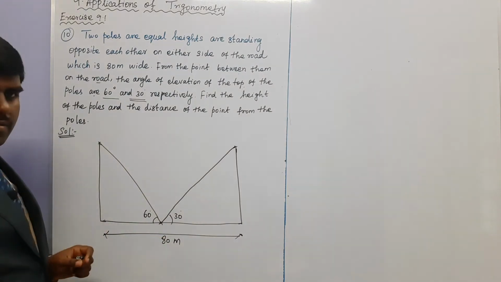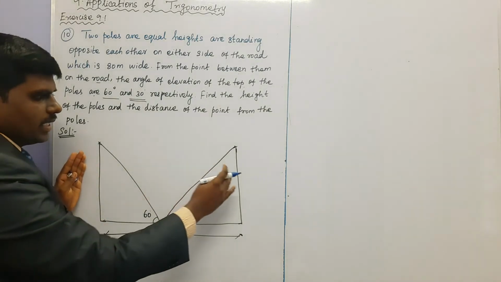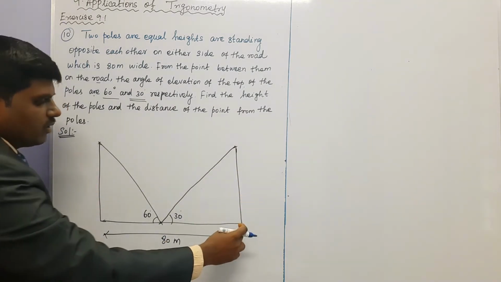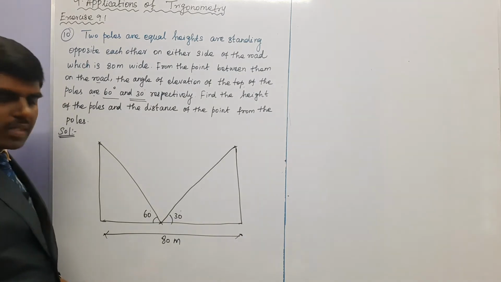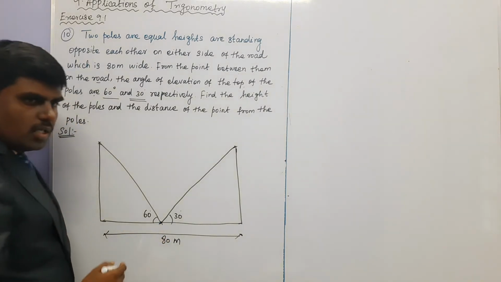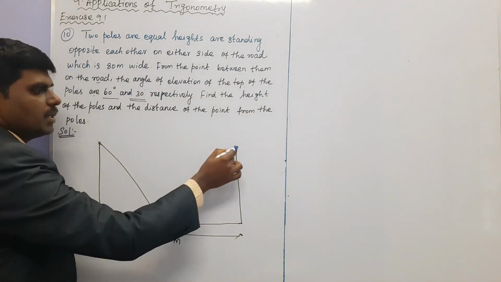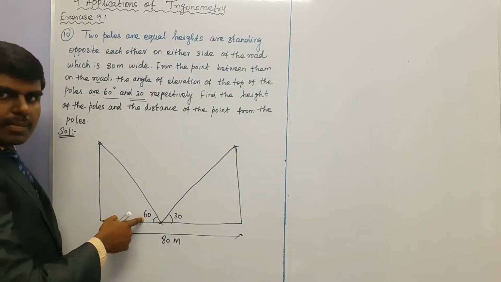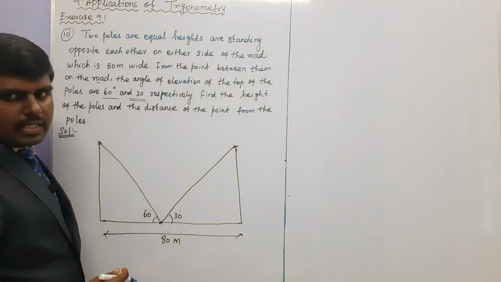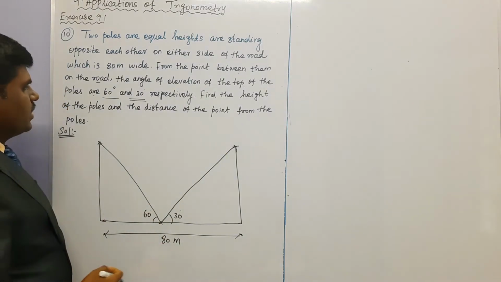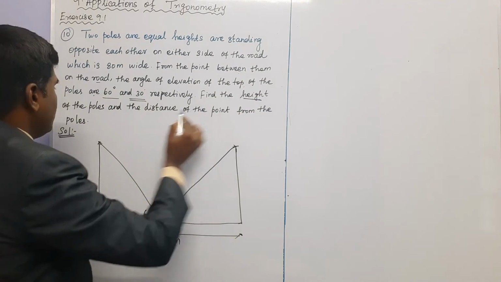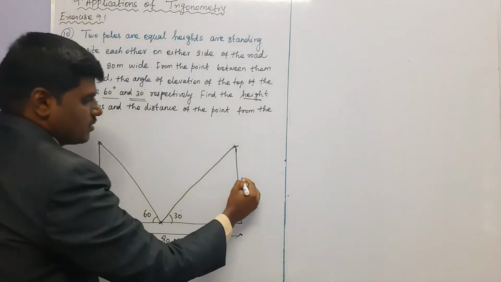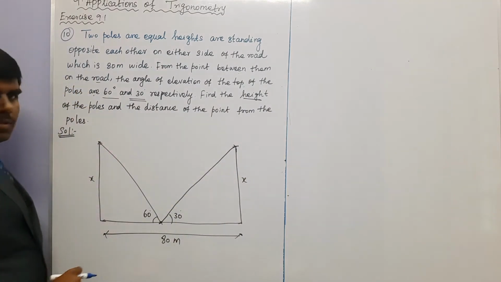So what are the conclusions? The two poles are of equal height, standing on opposite sides, with 80 meters distance between them. From a point on the ground, the angle of elevation of the top of one pole is 60 degrees and of the other is 30 degrees. Find the height of the pole. Both are equal height, so I will choose x.